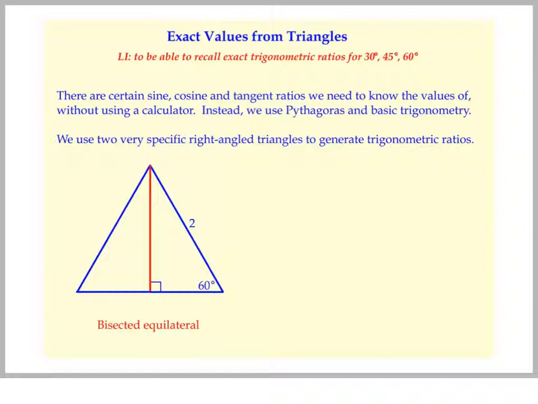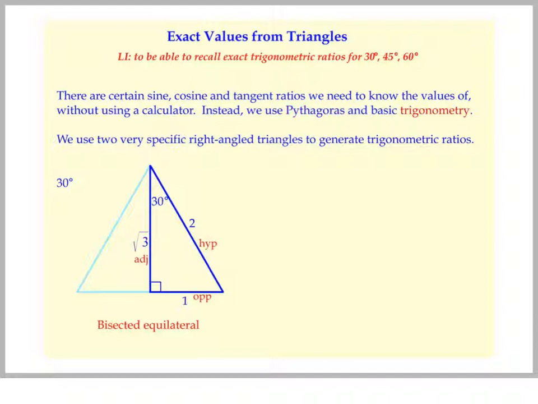I'm going to create a right angle at the bottom, and you will then see that the base of the triangle is now 1 unit. The top angle is 30 degrees, so I can use this triangle to generate my values for 30 degrees and for 60 degrees. Now we'll start with 30 degrees first. The missing side is going to be, using Pythagoras, 2 squared minus 1 squared because it's not the hypotenuse, so that works out as root 3.